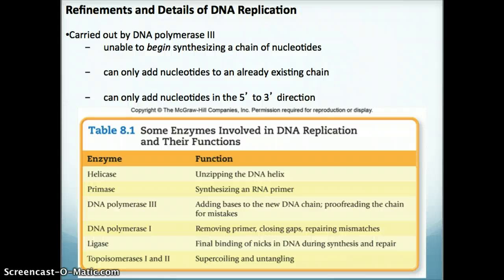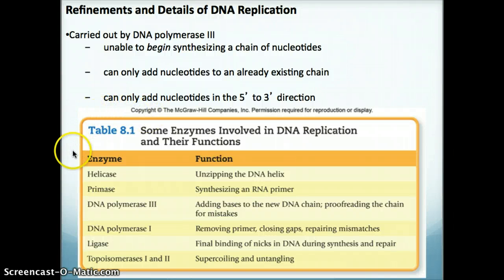And then when we talk about DNA, there are a lot of details that come into DNA replication. Most of what happens with DNA replication is carried out by the enzyme DNA polymerase 3. However, it is limited by the fact that it is unable to begin, so to actually start making a chain of nucleotides. It just has the ability to add nucleotides to an already existing chain. So it's really the elongation portion that DNA polymerase 3 does. And it can also only add nucleotides in the 5' to 3' direction, which means it can really only do it on one side of the DNA chain.